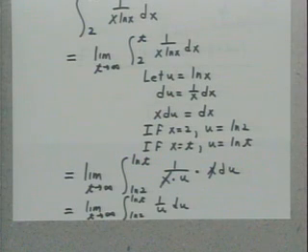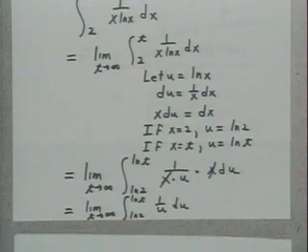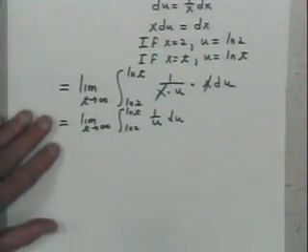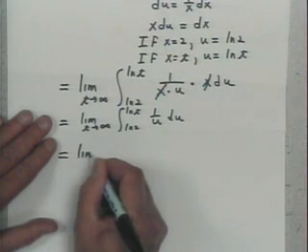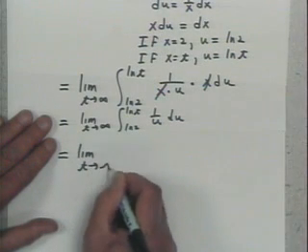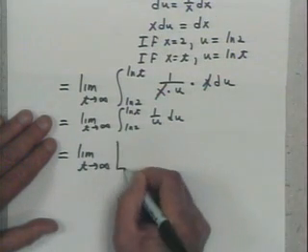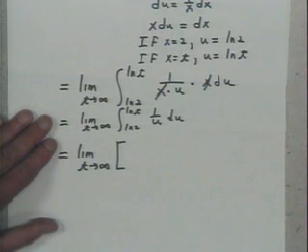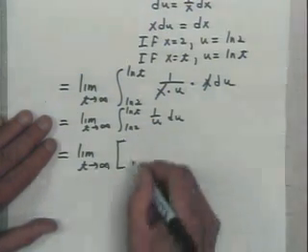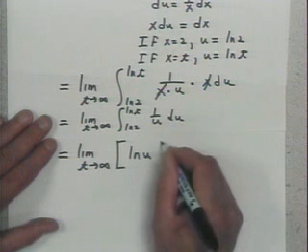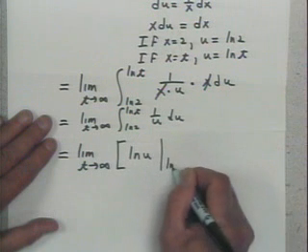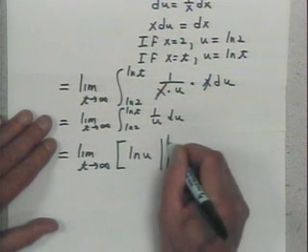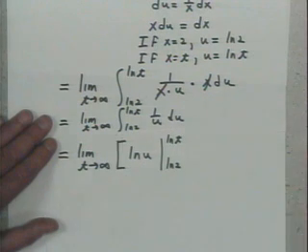Okay, is that something we can integrate? It is. So this becomes the limit as t approaches infinity of, what's the antiderivative of 1 over u? Okay, and that still has to be evaluated from natural log of 2 to natural log of t, right?